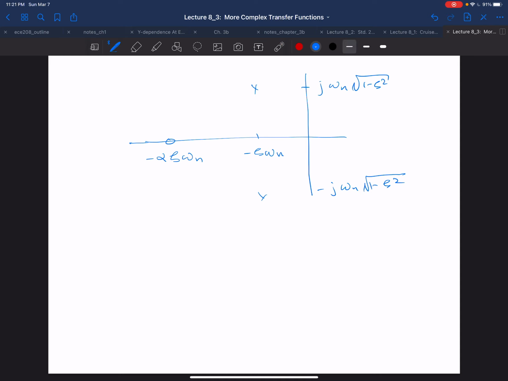For simplicity, let's just look at the step response. We know the impulse response is just the derivative of the step response, and it turns out to be particularly easy to look at the step response.